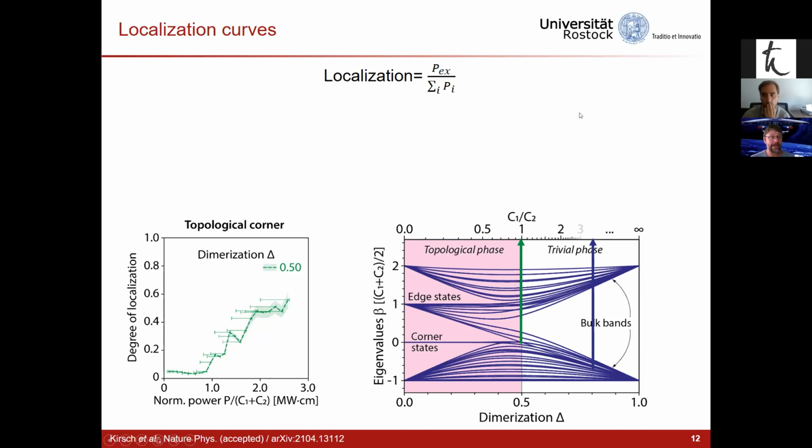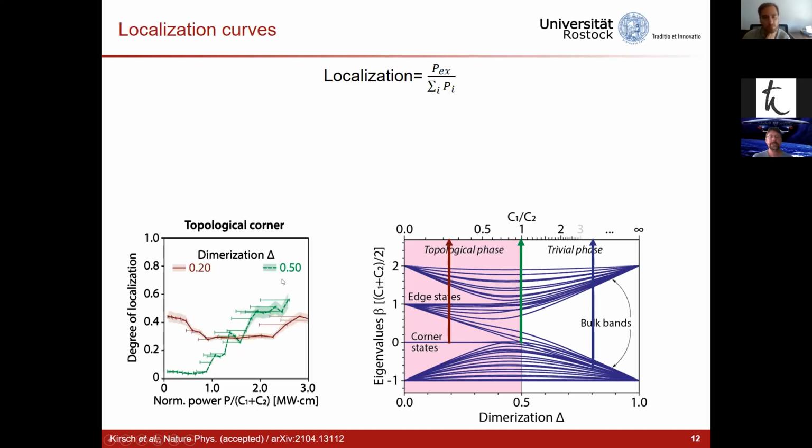And now, in opposite to that, let's look at the topological corner. Of course, exactly the same curve happens now at 0.5 that I showed you before. But now let's look at this dimerization of 0.2. So of course, you already start with a localized state. But now if you go up by increasing the power, at some point the localization decreases because you reach the band of states. And then at some point, localization increases again because you reach the semi-infinite gap.